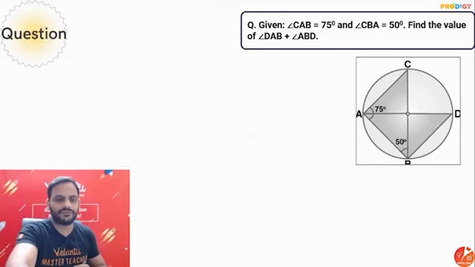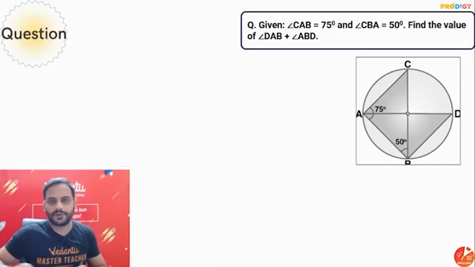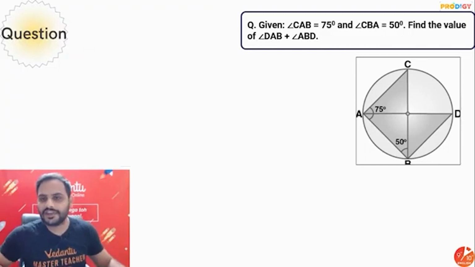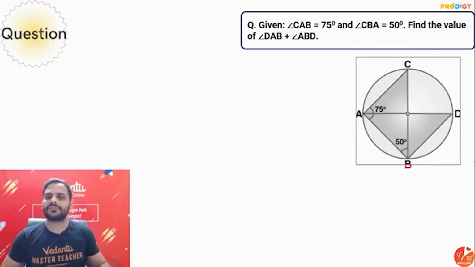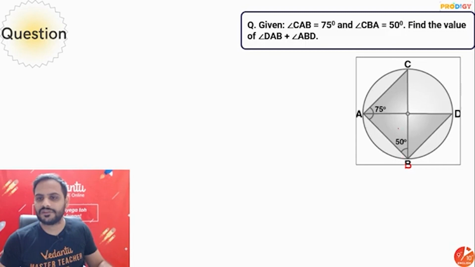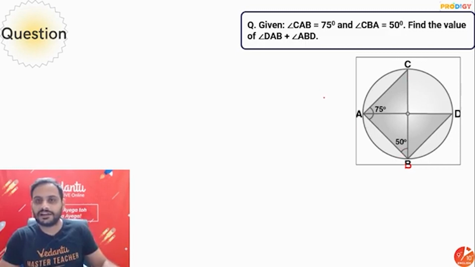Now let's look at questions, guys, and how this kind of question will look. The first question is given: angle CAB is 75 degrees, and angle CBA is 50 degrees. Find the value of angle DAB. Where is DAB? DAB is this angle. Don't say it is 75 by 2.